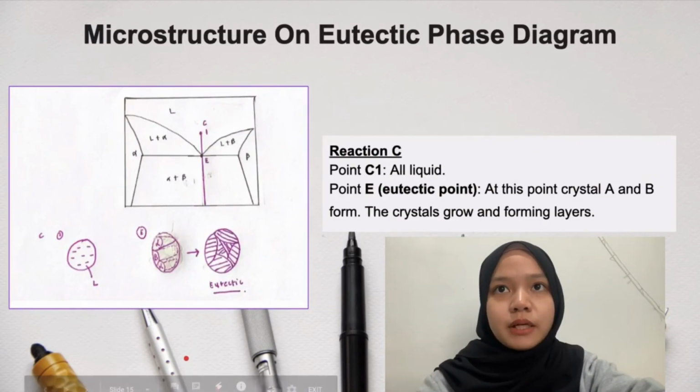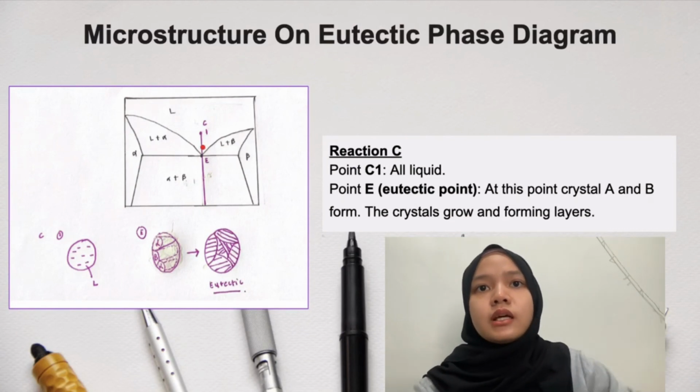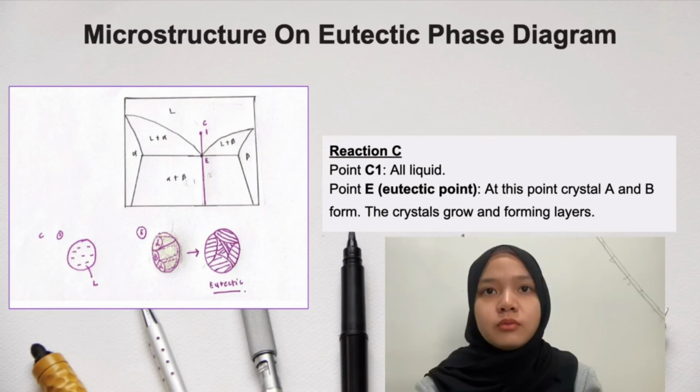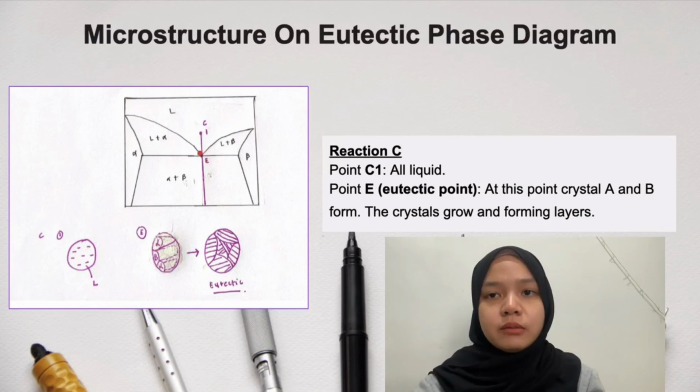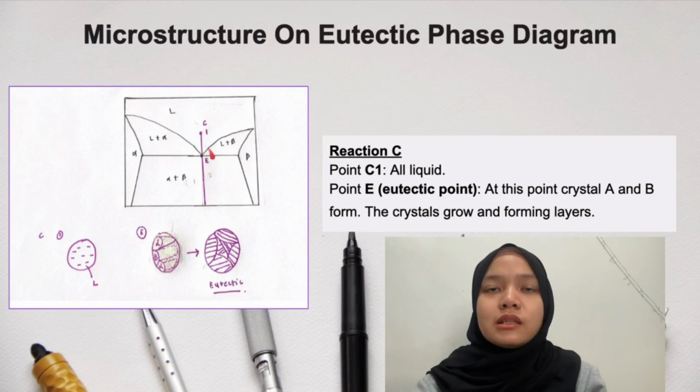Now we will see the microstructure of reaction C. Reaction C starts as a liquid. When it reaches the eutectic point, labeled as E, crystals A and B will form, and all phases including liquid are in equilibrium at this point. When the temperature is decreased, they will grow in one direction because of the resistance by the adjacent crystal. When they grow in one direction, they will form layers. More layers are formed in granules because they grow in different directions.